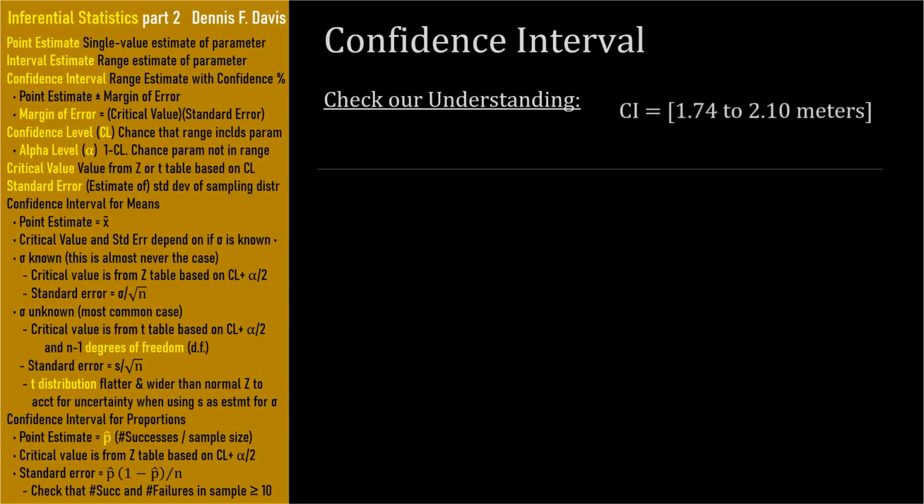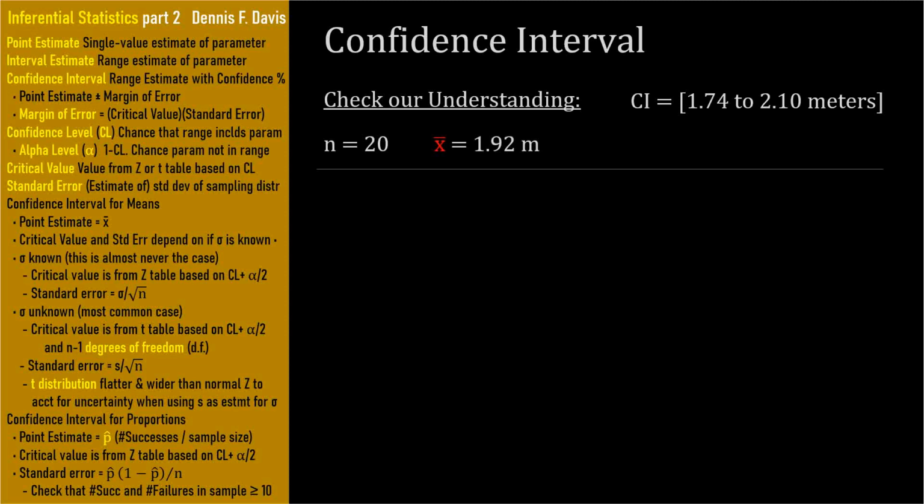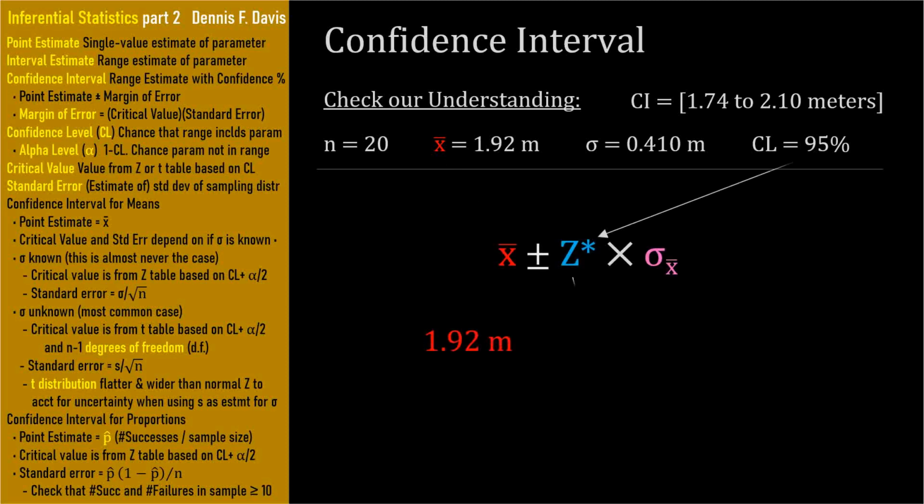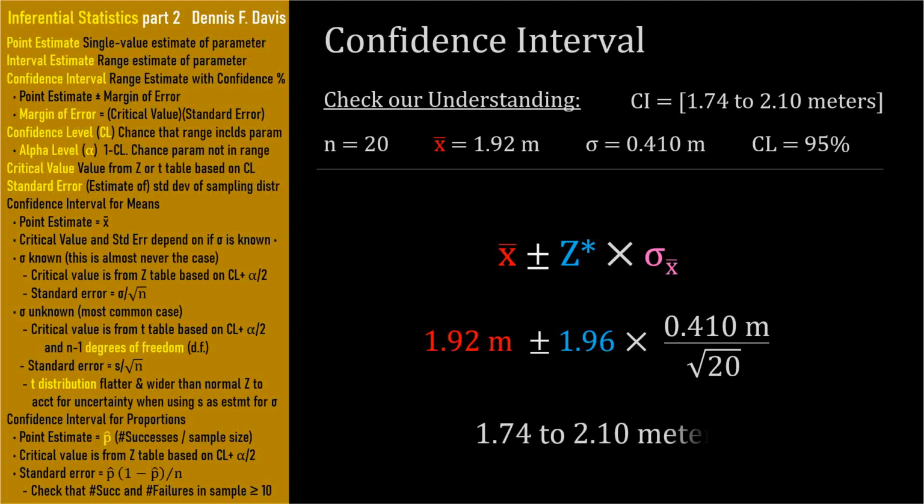So let's check our work by seeing if we can duplicate hers. Her sample size of 20 planks had a mean length of 1.92 meters. She used a value of 0.410 meters as the population standard deviation, sigma. Her confidence level was 95%. She created a 95% confidence interval as 1.92 meters plus or minus 1.96 times 0.410 over the square root of 20. This results in the same confidence interval she constructed. Confidence interval problems can be fast and painless with practice.